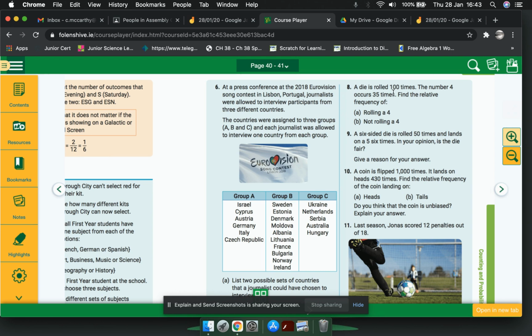So let's say I have a die and it's rolled 100 times. The number 4 occurs 35 times. Find the relative frequency. What it's basically saying is find the experimental probability.